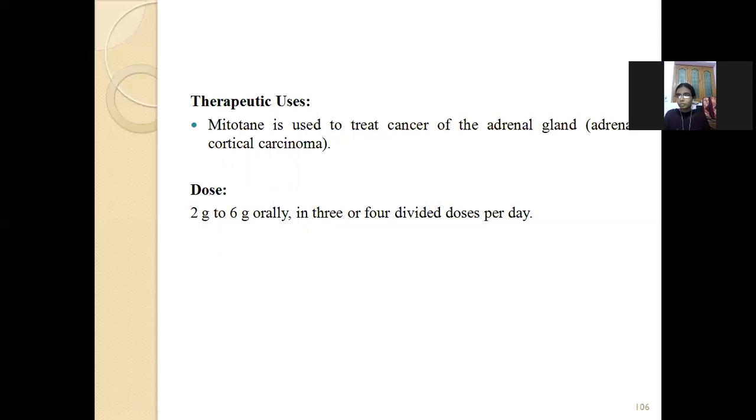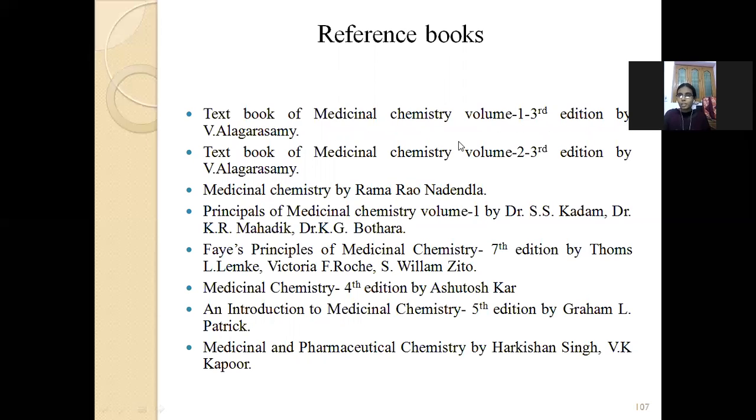So these are the anti-neoplastic or anti-cancer agent drugs, and these are the reference books which have to be followed for the anti-neoplastic agents. By this, the anti-neoplastic agents have been completed.